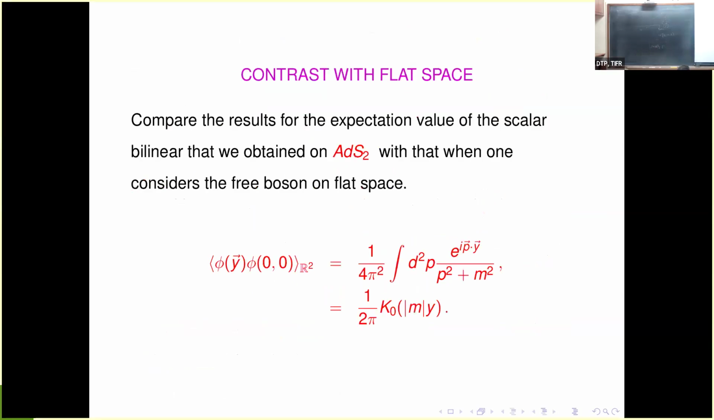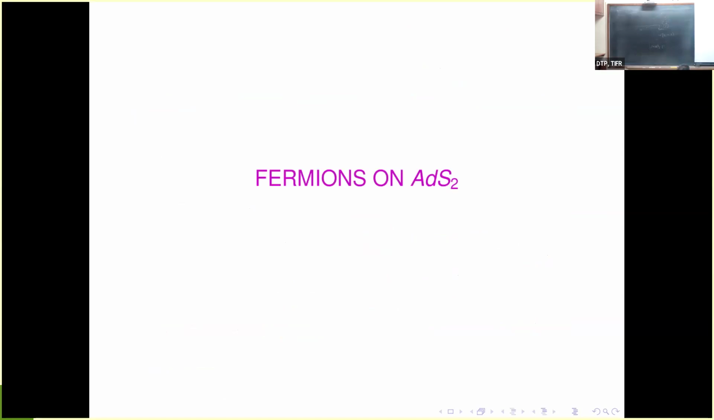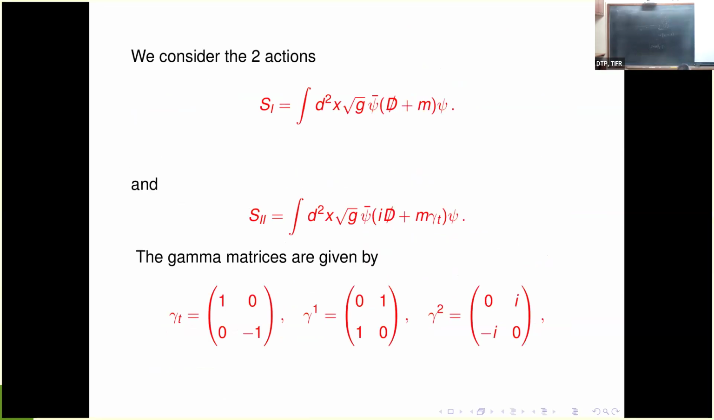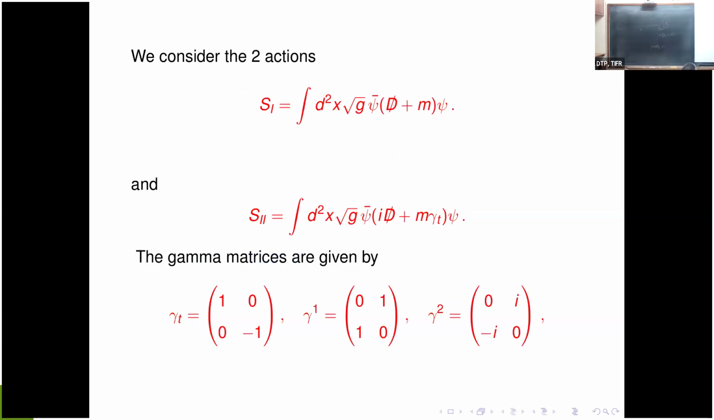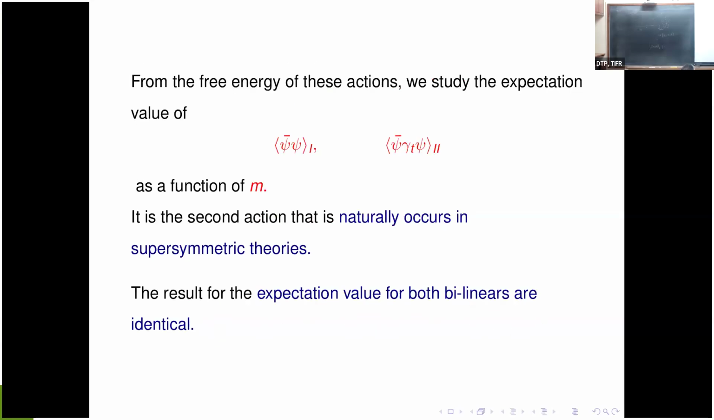So we have this contrast. And now the fermions, which is more drastic. You have these two cases, and both cases lead to the same result. We can look for the expectation value of psi bar psi from this action because you just differentiate with m. And you can differentiate the other one with m, and we get this particular expectation value of bilinears. The second action, as we will see, naturally occurs in supersymmetric theories. And the results for both are identical, actually.